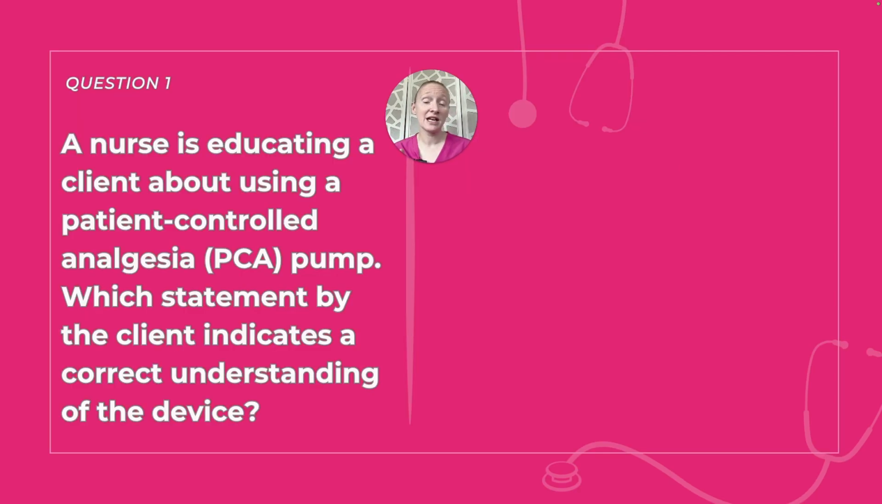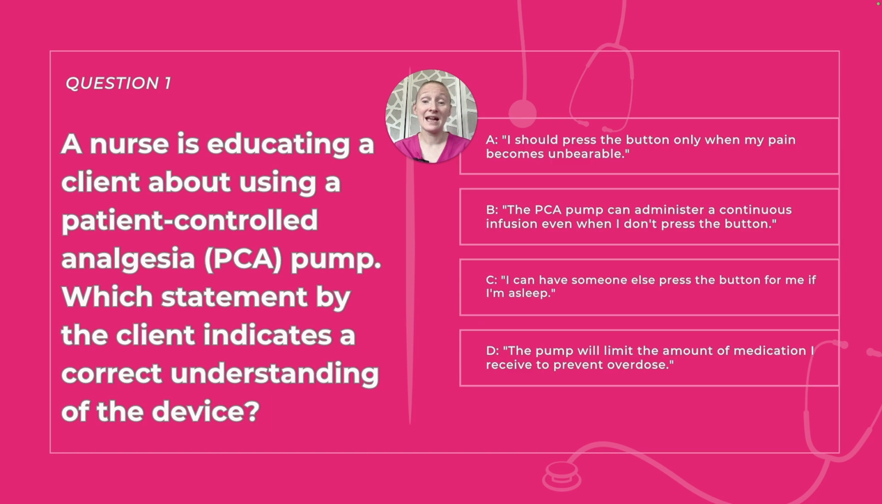A nurse is educating a client about using a patient-controlled analgesia, PCA, pump. Which statement by the client indicates a correct understanding of the device? A, I should press the button only when my pain becomes unbearable. B, the PCA pump can administer a continuous infusion even when I don't press the button. C, I can have someone else press the button for me if I'm asleep. Or D, the pump will limit the amount of medication I receive to prevent overdose.